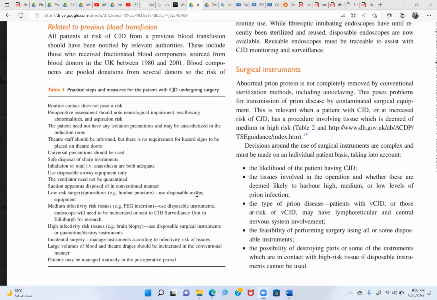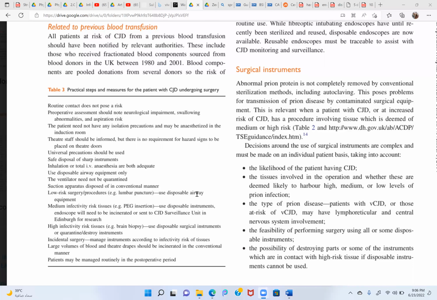Safe disposal of sharp instruments. Inhalational or total IV anesthesia are both adequate. Use disposable airway equipment only. The ventilator needs to be quarantined. Suction apparatus disposed of in the conventional manner. Low risk surgery procedure: use disposable airway equipment. Medium infective surgery like PEG: use disposable instruments. Endoscope will need to be incinerated.